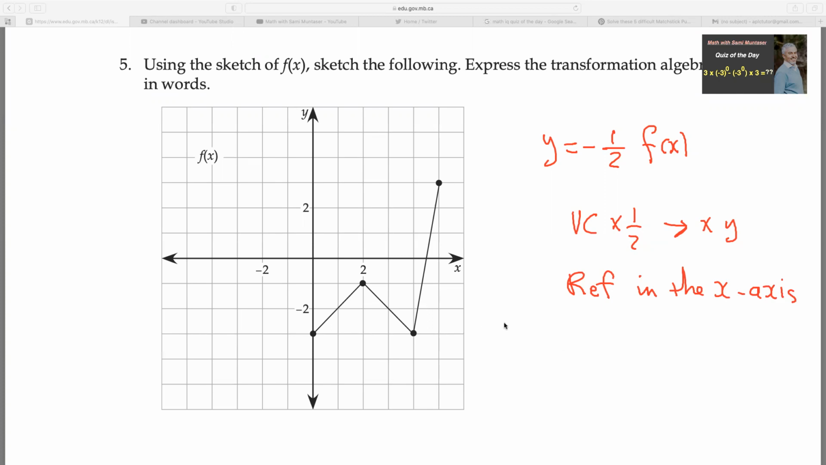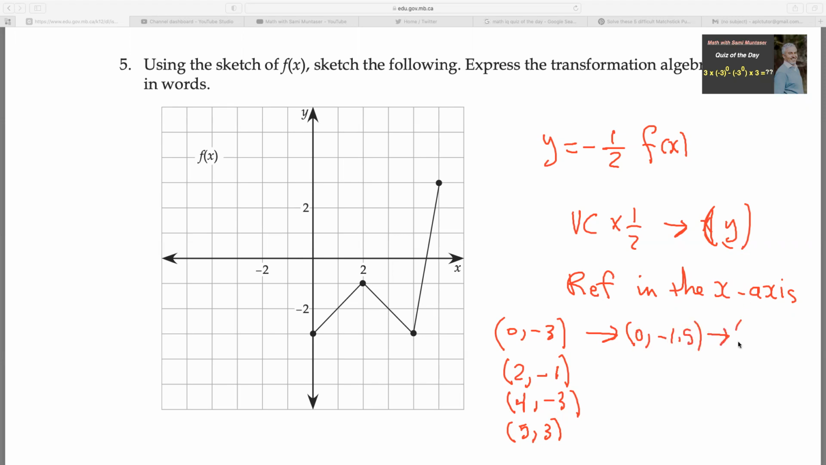So you know what? I'm going to take those 4 points right here, which are the first one, 0 and -3, and then 2 and -1, and 4 and -3, and the point 1, 2, 3, 4, 5, so 5 and 3. So vertical compression, you multiply the y value by the half. So here, your 0 and -3 becomes 0 and -1.5. When you reflect over the x-axis, you change the sign of y. So basically, this becomes 1.5.